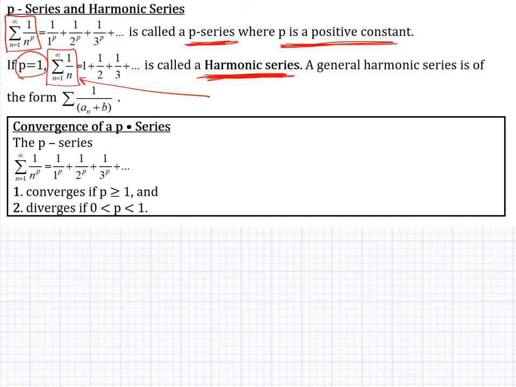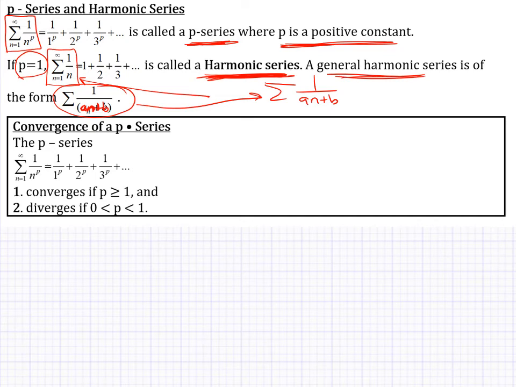And something that has this form, this should be a times n, not a sub n. So a times n plus b. Okay. This is called a general harmonic. So you can't really see that. So it's the sum of 1 over a times n plus b. That's called a general harmonic series.